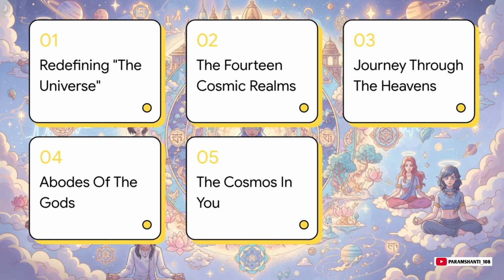All right, so here's our game plan for this journey. First, we're going to have to redefine what universe even means in this context. Then, we'll explore the incredible structure of its 14 different realms. After that, we'll take a trip up through the heavens, we'll visit the homes of the gods, and finally, and this is the most important part, we'll see how this entire cosmic map is reflected right inside of you.